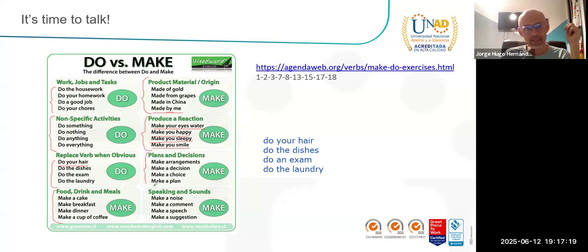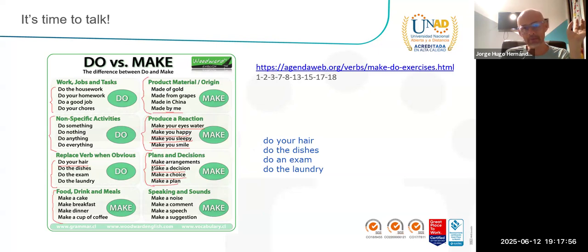When we are talking about plans and decisions, we make arrangements, we make a decision, we make a choice, we make a plan. Sometimes the verb make doesn't have the meaning of hacer, no? In Spanish. This word can have other meanings. In this case, make arrangement, make a decision, make a choice, make a plan. It's not precisely hacer, ¿no? En algunas ocasiones, estos verbos toman otro significado, ¿no?